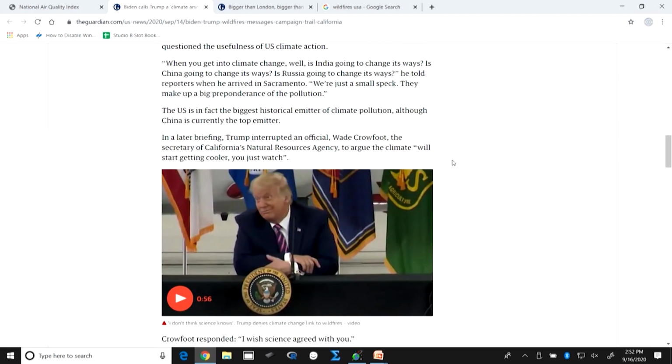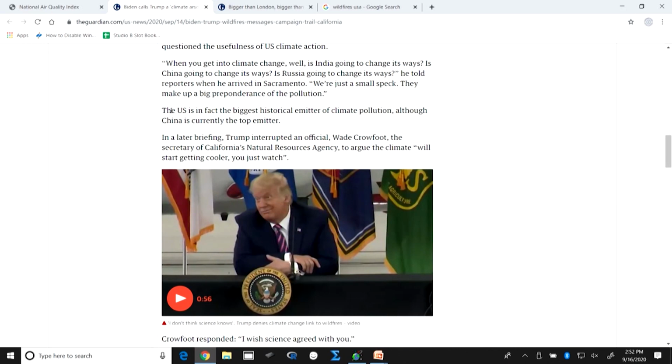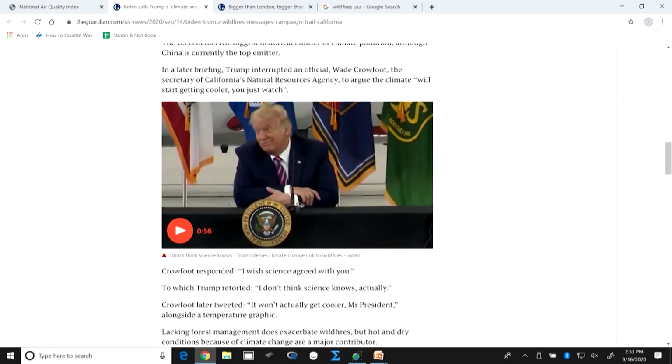But as we know, looking at the data, that is not true. The US has historically been contributing carbon dioxide at remarkable levels, and it is still one of the highest, if not the highest, producers until very recently. So, what do we see in the Guardian comment? The US is in fact the biggest historical emitter of climate pollution, although China is currently the top emitter.